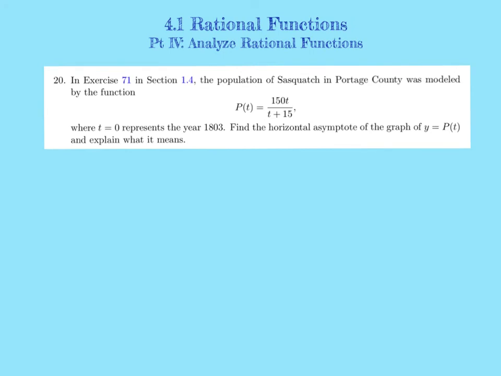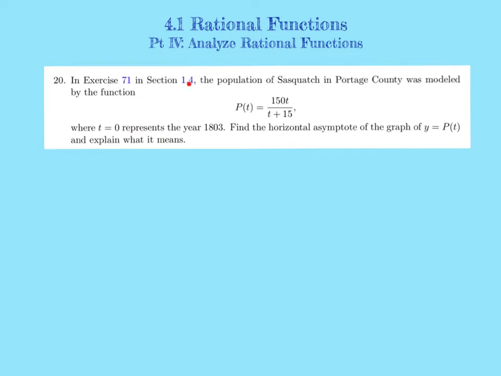The next example that we'll look at is number 20, and this is talking about the population of Sasquatch, so definitely not real, in Portage County, was modeled by this function P of t, and it tells us what t and P of t represent. So it says the population of Sasquatch in Portage County, so that is P of t is the population of Sasquatch, and then t is years. The reason that we know that is because it tells us t equals 0 represents the year 1803.